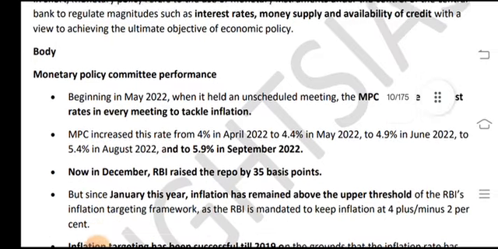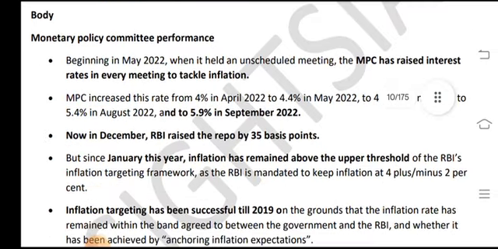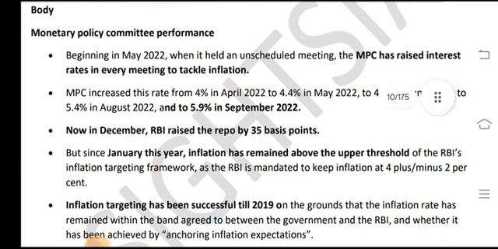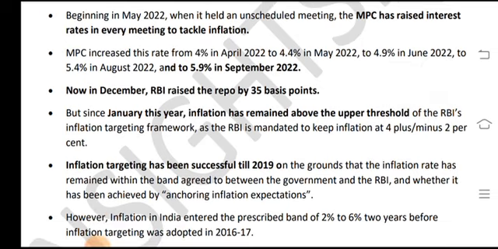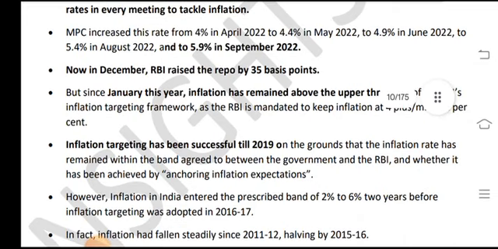The Monetary Policy Committee's performance began in May 2022, when it held an unscheduled meeting. The MPC has raised the interest rate in every meeting to tackle inflation. The MPC increased the rate from 4% in April 2022 to 4.4% in May 2022, to 4.9% in June 2022, to 5.4% in August 2022, and to 5.9% in September 2022. Now in December, the RBI raised the repo rate by 35 basis points.